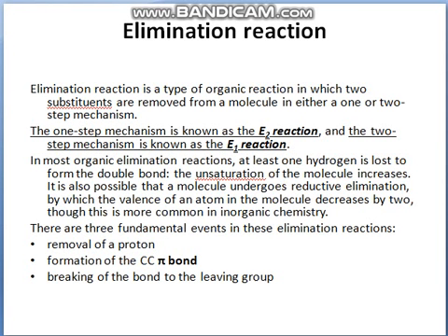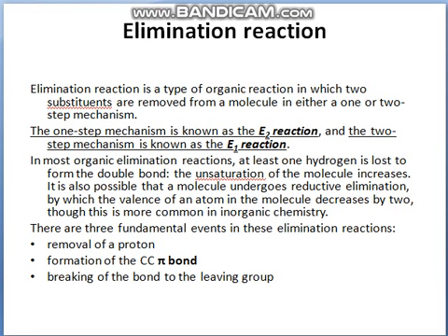Today's topic is elimination reaction. Elimination reaction is a type of organic reaction in which two substituents are removed from a molecule in either one or two mechanism steps. The one-step mechanism is known as E2 reaction and the two-step mechanism is known as E1 reaction. In most organic elimination reactions, at least one hydrogen is lost to form a double bond. The unsaturation of the molecule increases.